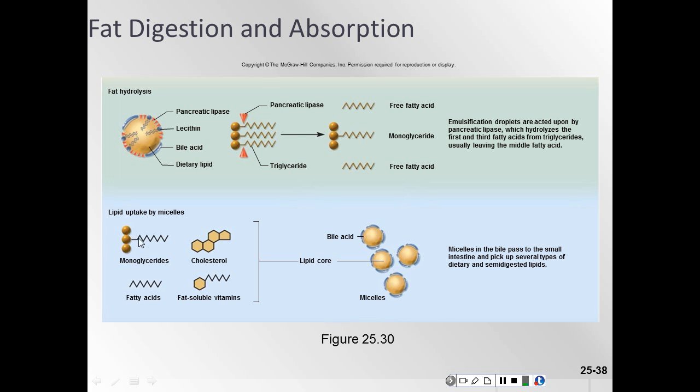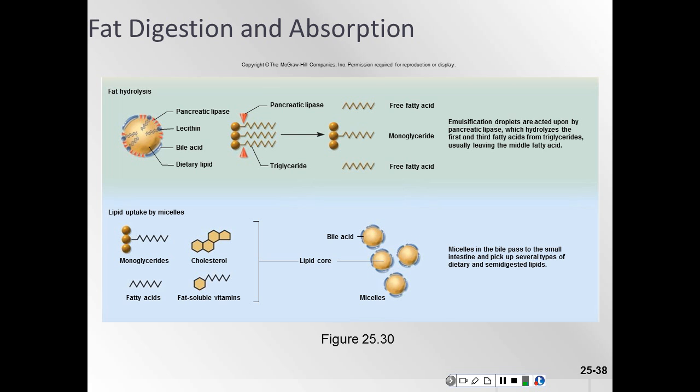This monoglyceride and other lipids are going to depend on these little droplets of bile called the micelles. Now these micelles, which I told you about, consist of what, 20 to 40 bile acid molecules.